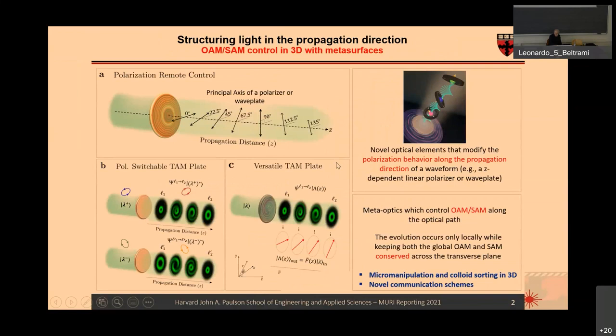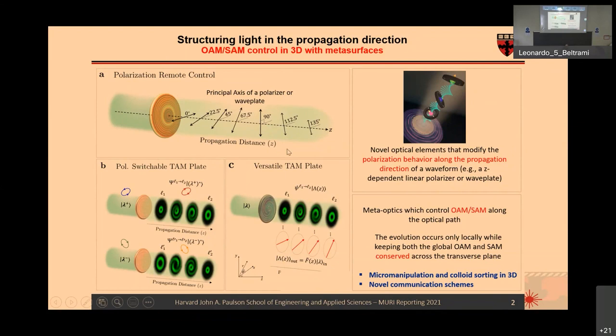And so this work is the brainchild of one of my brilliant postdocs, Hamed Dora. And he figured out a very clever way. He said, Federico, why don't we try to create an optical beam where the polarization changes along the axis of propagation? This is an interesting question. Can I have the polarization change along here?